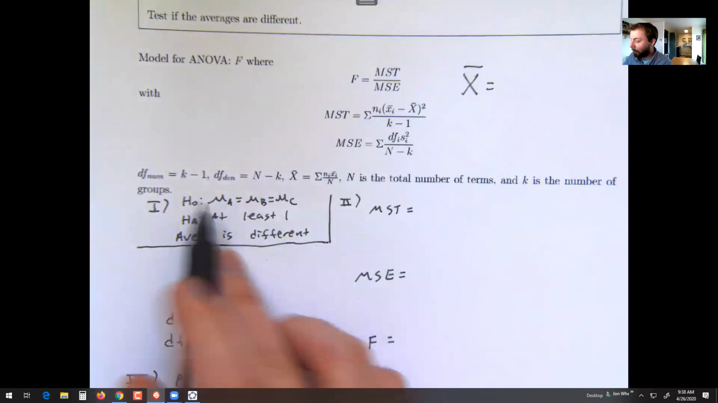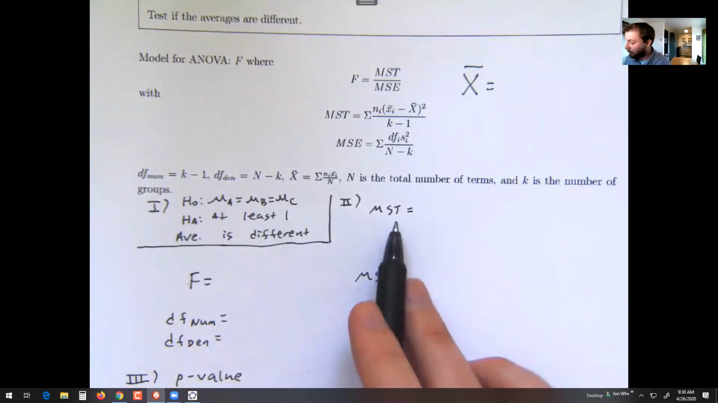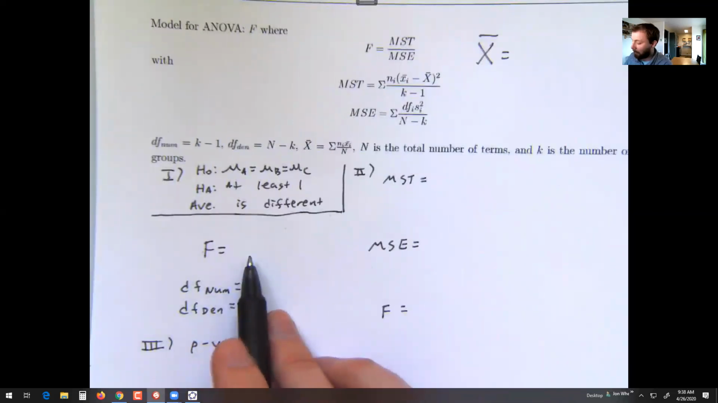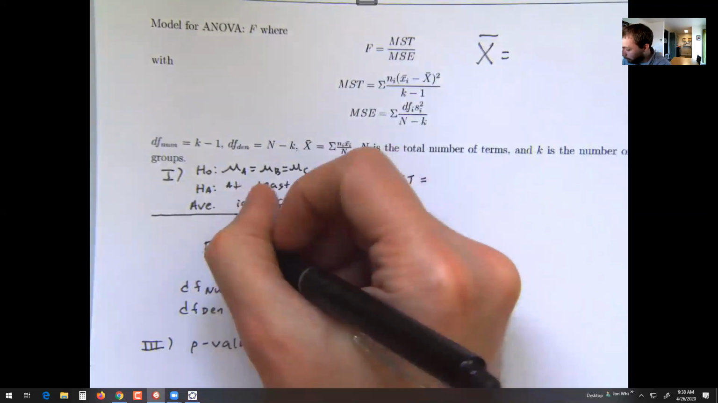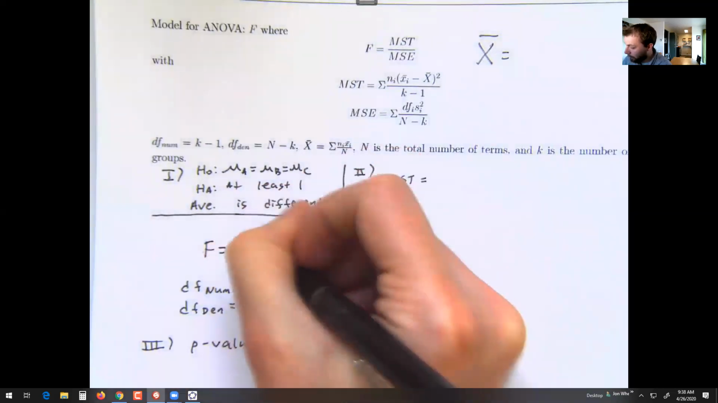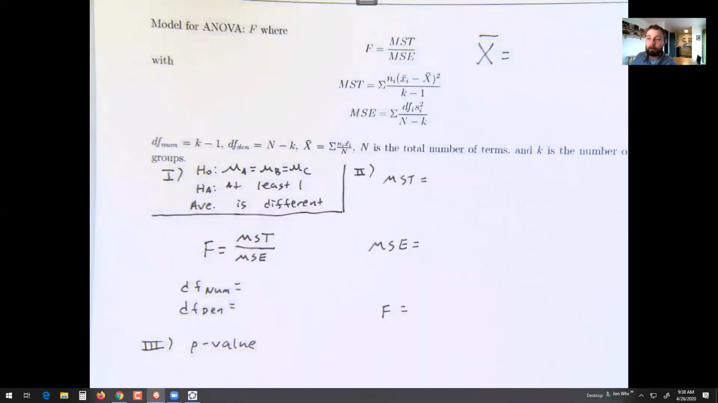So step 1, I have my hypotheses, my null, and my alternative. Step 2, I'll have my model. My model will be the F distribution. My F distribution looks at the difference between a mean square of a treatment and a mean square of an error. I will show you how to calculate these things.